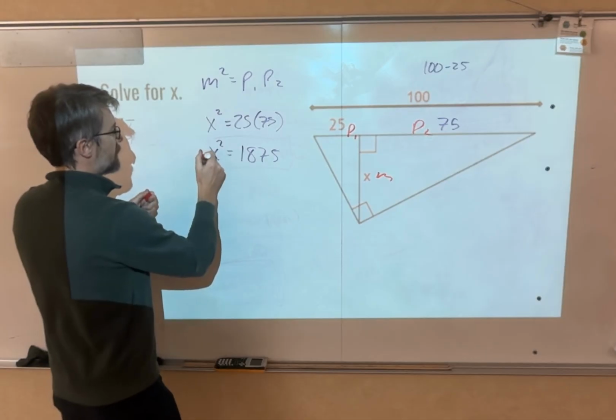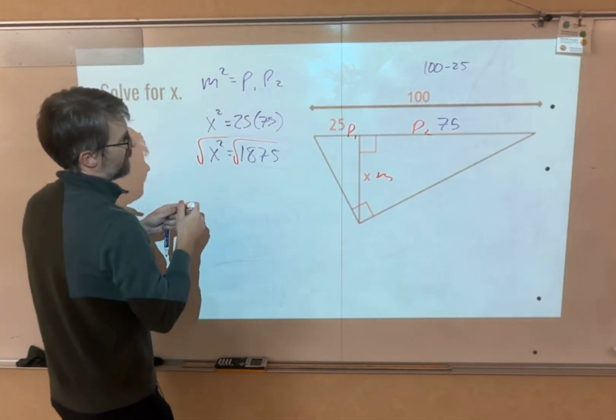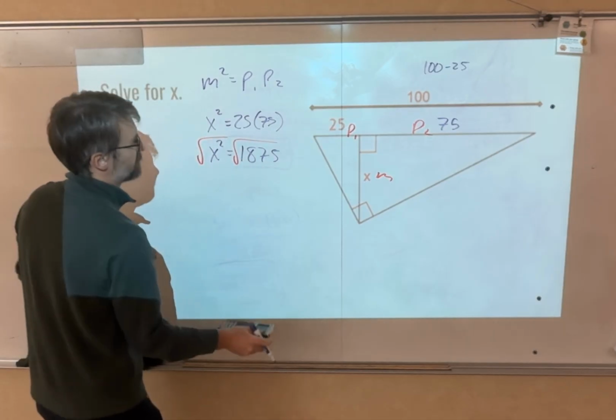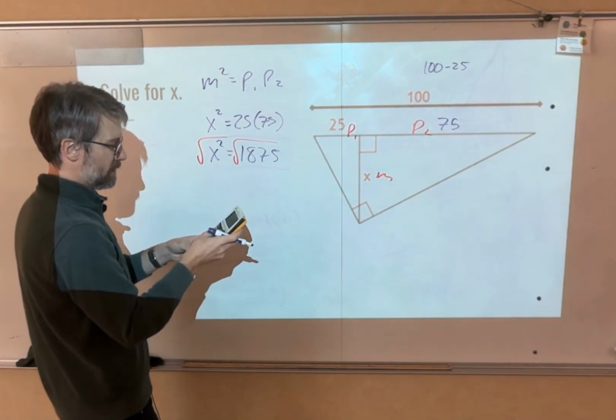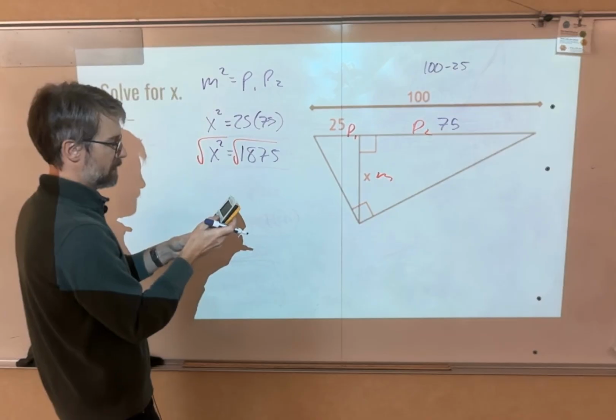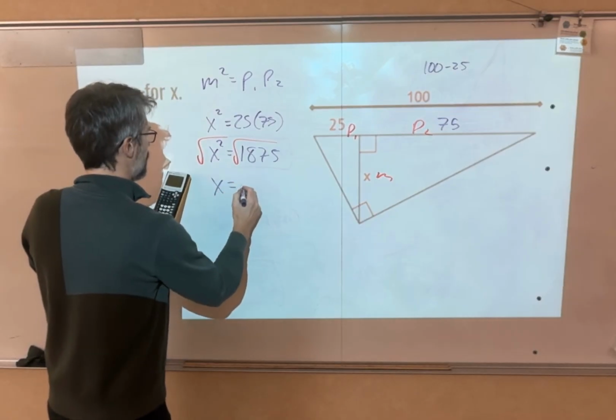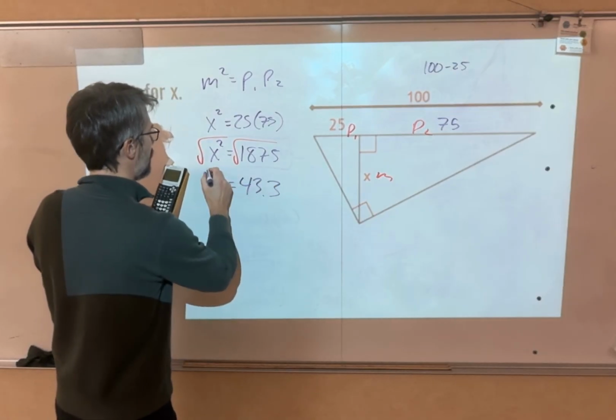And then square root it. And that's going to be like, I don't know what that one is. 43.3, approximately.